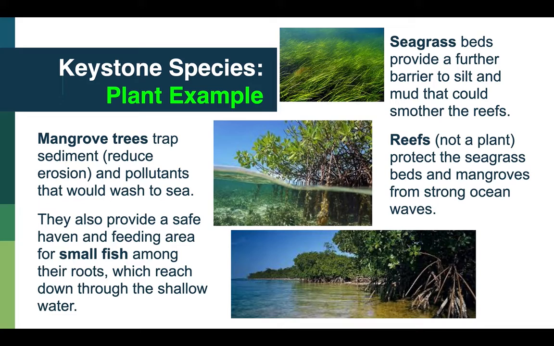Okay, and this is just the last example of a plant keystone species. We don't talk about plants enough. So any of these are great examples that you could write on your question for your worksheet. We have mangrove trees, we have seagrass, and we have reefs, which aren't technically a plant, but nevertheless. All of these basically keep the water clear or provide a habitat for fish.